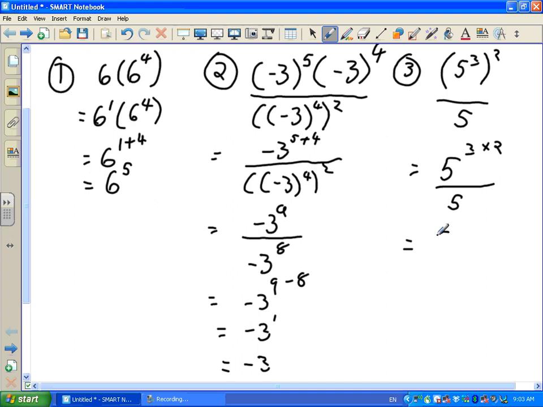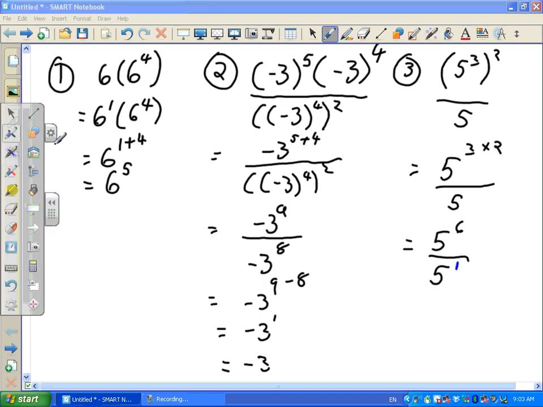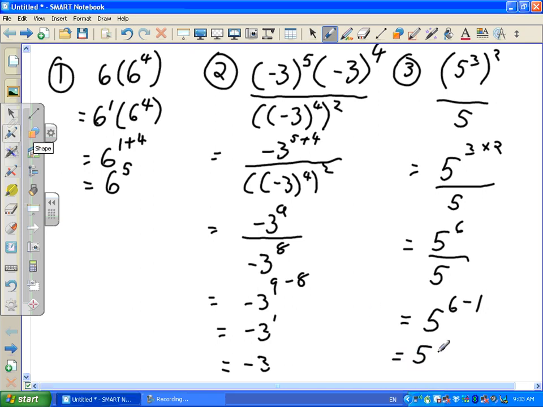3 times 2 is 6. Some of you guys wrote multiplied and then added. Please be careful when you do that. Don't go too fast through these questions. Divided by 5. Now, because 5 is just number 5 with no exponent, again, we assume there's a number 1 there. So really, because they're divided by, again, we have 5 to the power of 6, subtract 1. Because there is a 1 on that bottom number underneath. So we end up with 5 to the power of 5.